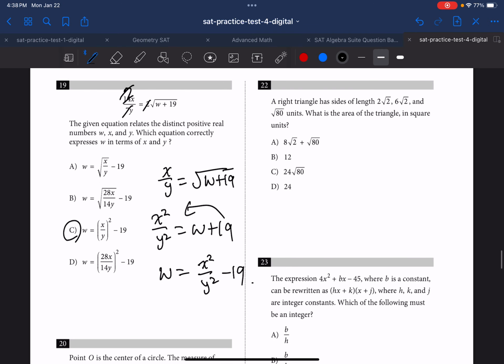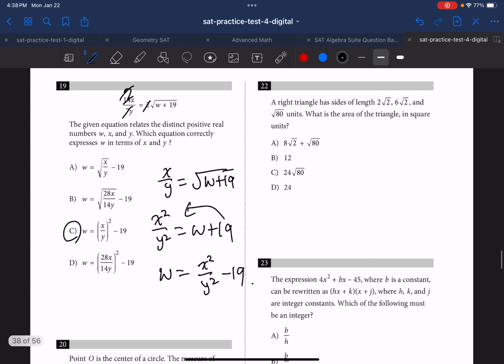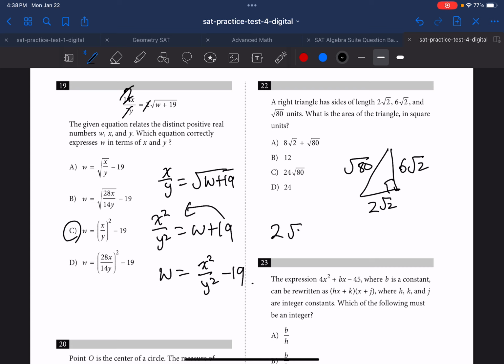Question number 22. A right triangle is a right triangle, so probably something looks like this. So the area would be the base times the height.